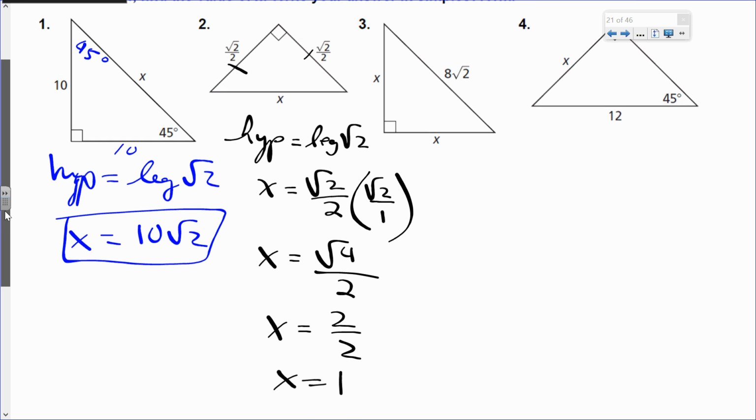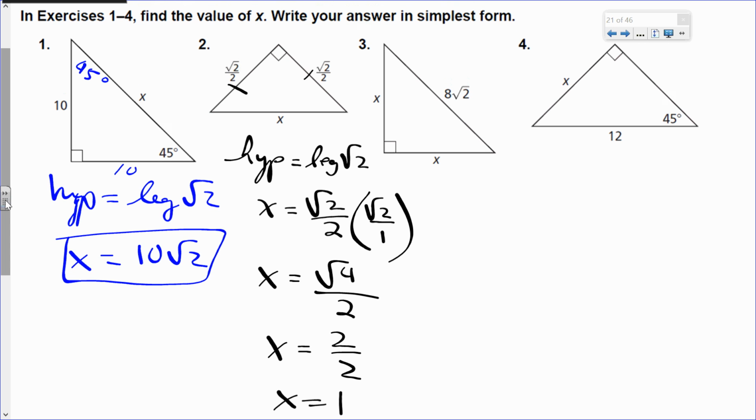Moving right along. Questions so far? Let's do 3 and 4. We're done for the day. No doubt.